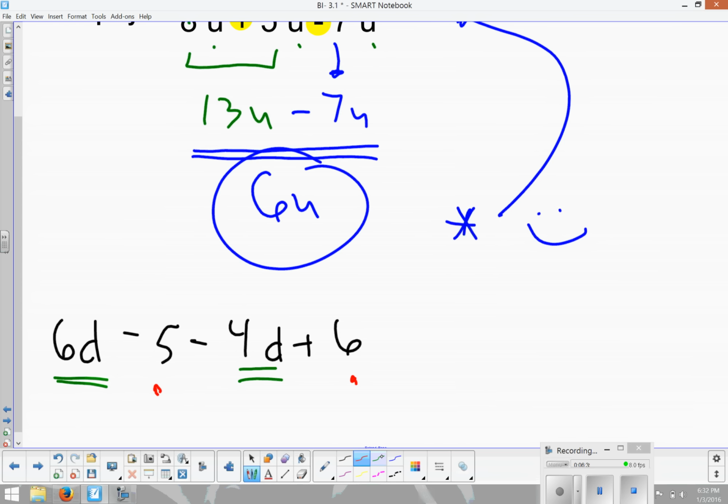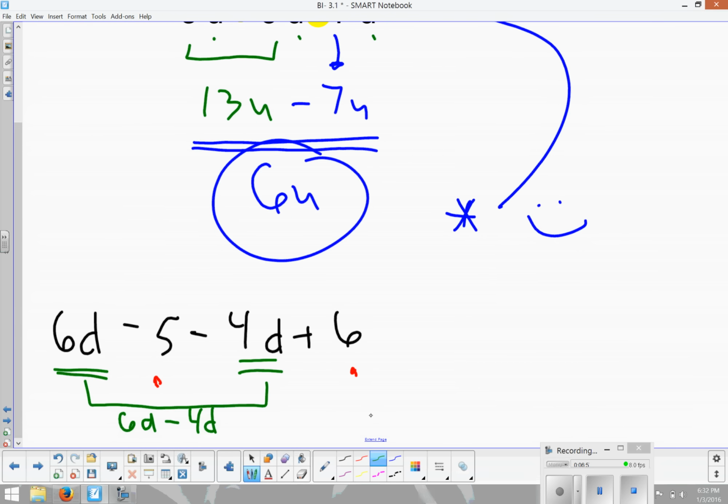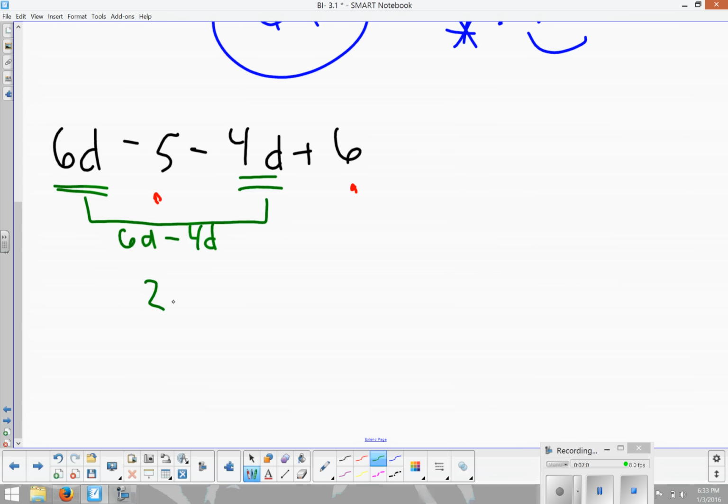So I'm going to go ahead and combine these two first. So it says 6, and then I look at this. What's in front of that? That says a minus, so it's going to be 6d minus 4d. What's 6d minus 4d? So we're going to go ahead and solve this. 6 minus 4. I know 6 minus 4 is 2, so then we have here 2d.